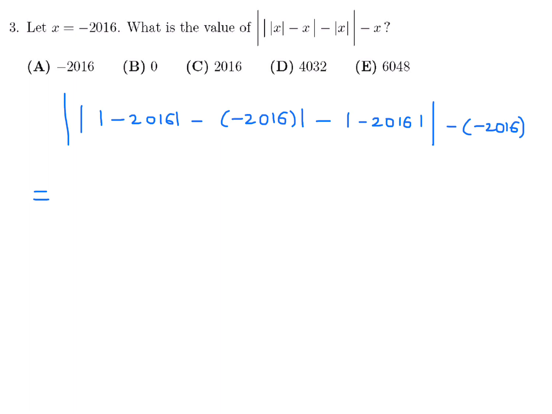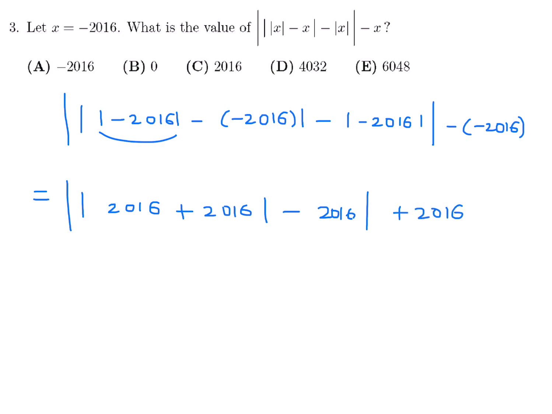All right, so let's see here. This becomes just positive 2016. And this becomes positive 2016. And I think this part here will be minus, and then this is positive 2016, like that. And this is also positive 2016. So I'm doing this carefully because it's very easy to make a mistake on this one.